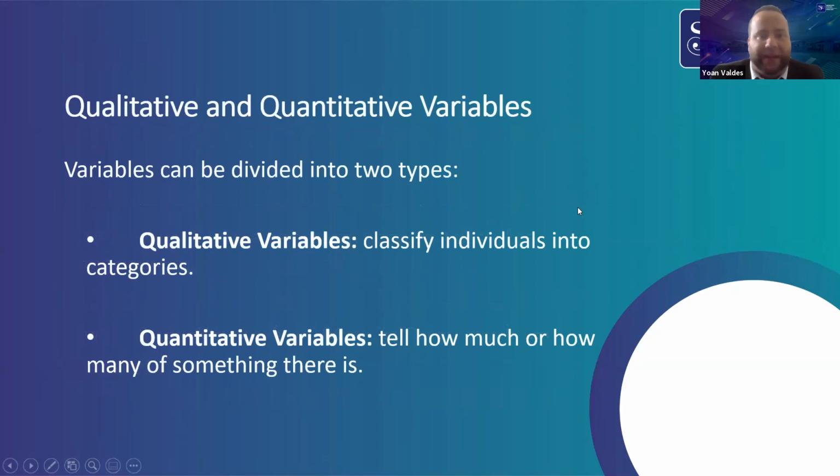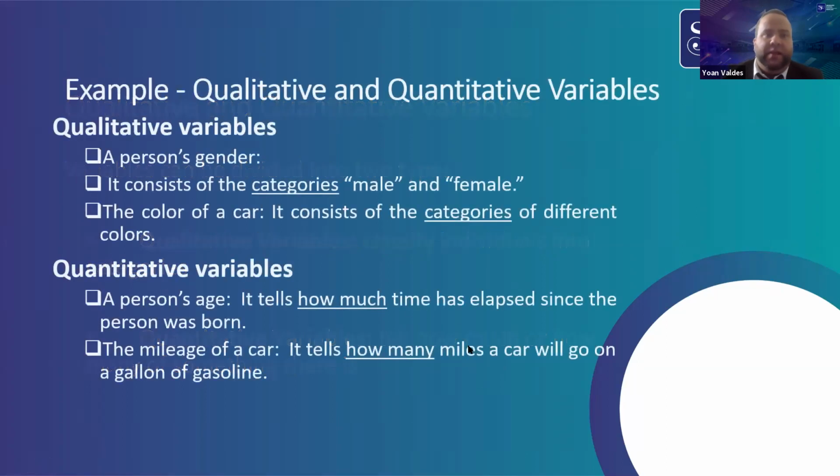Qualitative and quantitative variables. Variables can be divided into two types, qualitative and quantitative. The qualitative classifies the individuals into categories. The quantitative tells how much or how many of something there is. For example, qualitative variables: the person's gender consists of the categories male or female. The color of a car consists of categories of different colors.